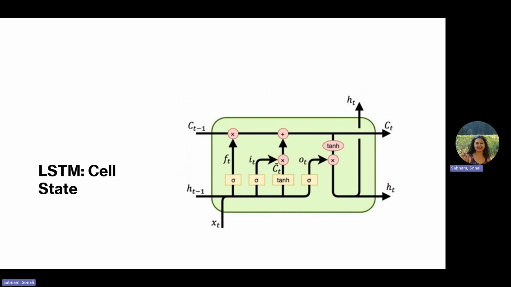Long short-term memory neural network is considered a powerful solution to the vanishing and exploding gradient problem of simple neural network.